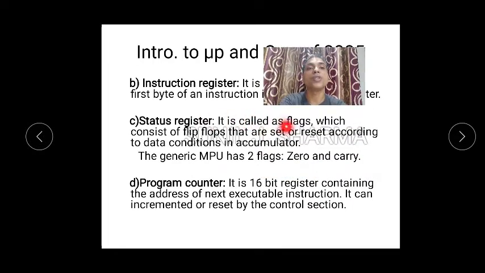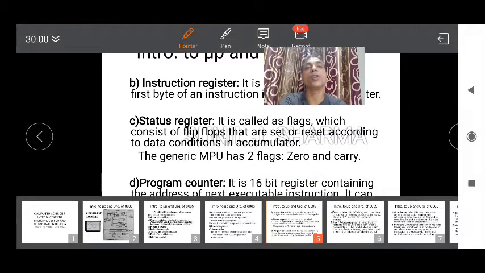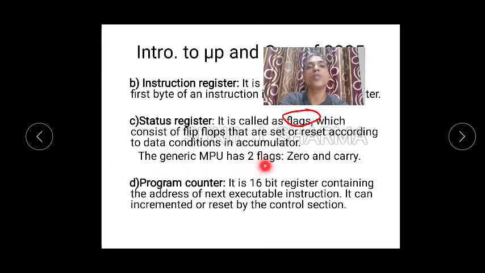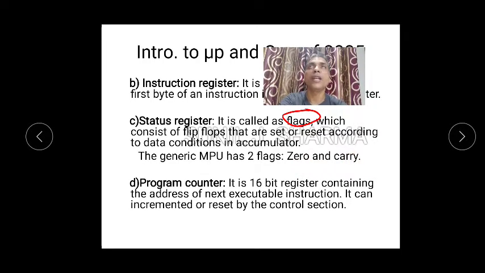Then we have the status register. It is also called flag. This is also very important, because status registers are also known as flags. When we go about 8085, there are many flags, but right now you can see there are fewer flags, which consist of flip-flops that are set or reset according to the data conditions in the accumulator. The generic microprocessor has only two flags, that is zero and carry. The zero flag means all 8 bits are 0, and the carry flag means the ninth bit is generated. Flags we will see in detail. Right now, in the generic microprocessor, we have only two flags.